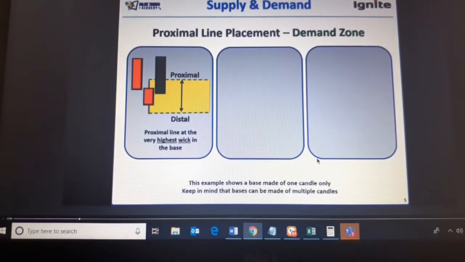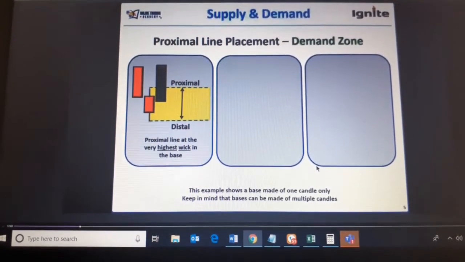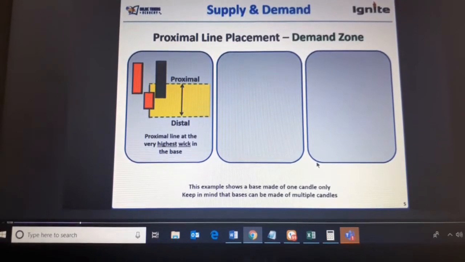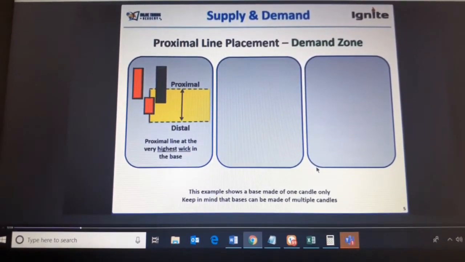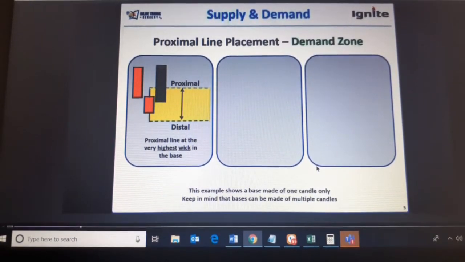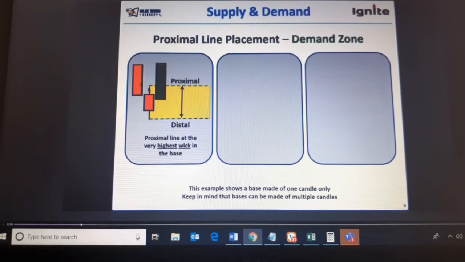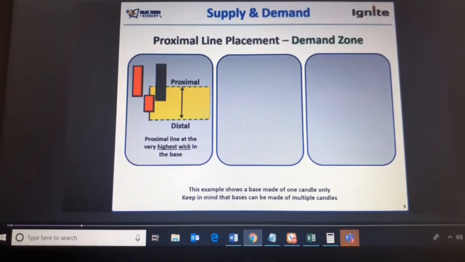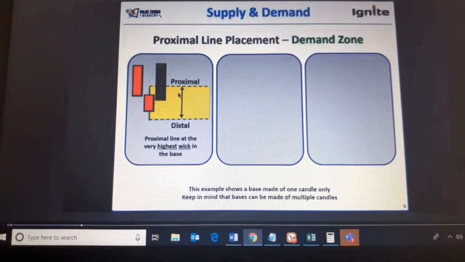Now here the base is made of 1 candle. There may be a base made of 2 to 3 candles. So whichever wick is the highest in that base, you can draw your proximal line on that. We even call this a wick to wick drawing of proximal line, because we are drawing the proximal line at the very highest wick in the base. So this is your first way of drawing your proximal line in case of a demand zone.